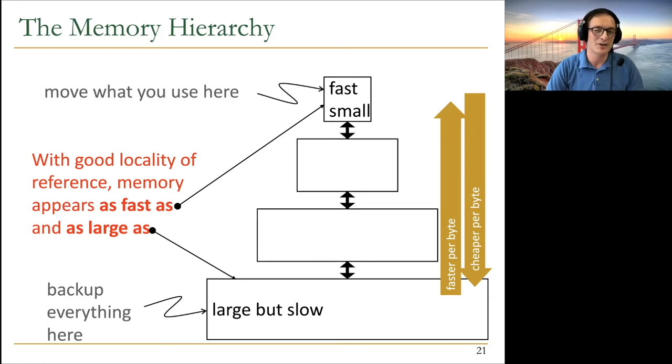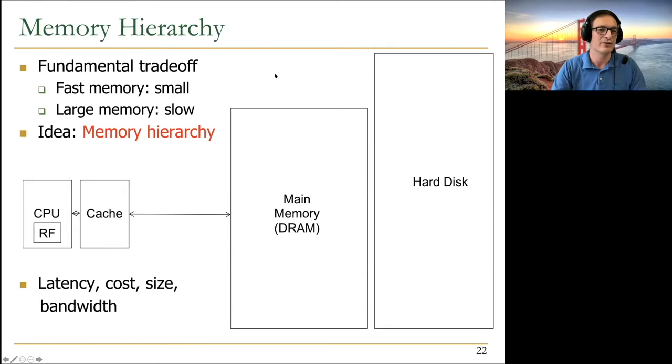Okay, and of course, the idea is extendable. So you can certainly have a next level that's slightly slower but larger, and the next level that's even slower and even larger, but smaller than this latest level at the bottom. Okay, this is another view of the memory hierarchy. I think I've hammered it home, but the fundamental trade-off is fast memory is small, large memory is slow, and we build a memory hierarchy.